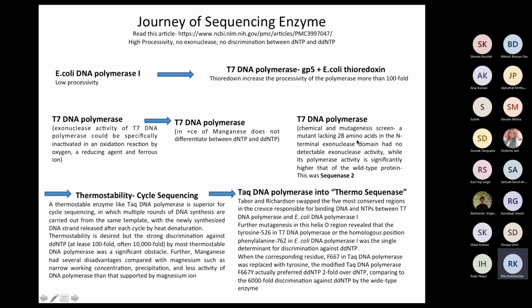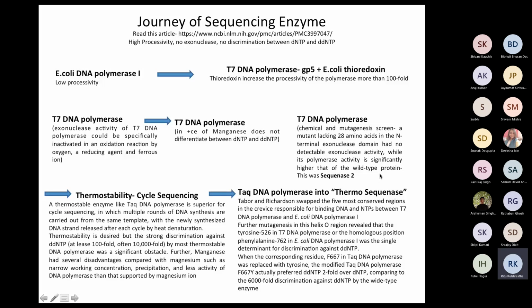mutagenizing screens and chemical screens, etc. And they came across a mutant which lacked the 28 amino acids in the N-terminal region. Okay, so it was some random screen that was happening, and they found that the mutant which lacked this particular domain had no exonuclease activity left. Okay, almost it was nil, but its polymerase activity was higher than the previous version.